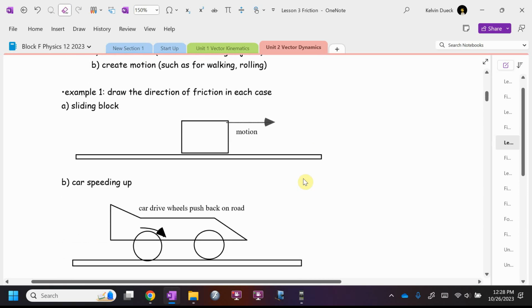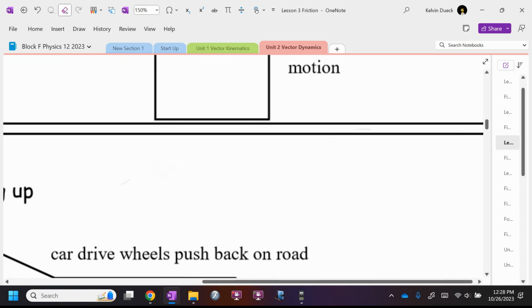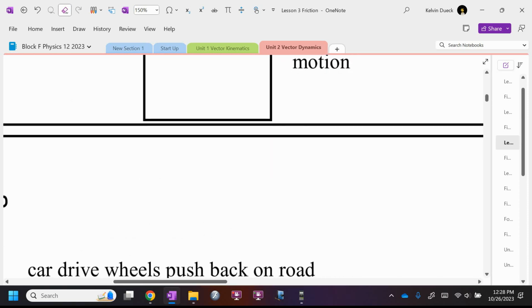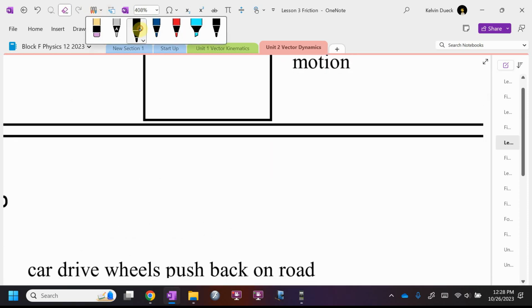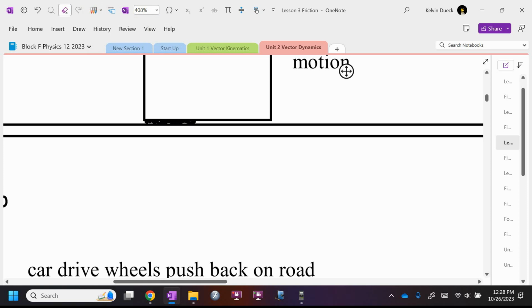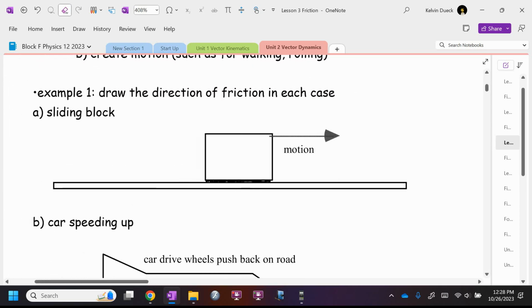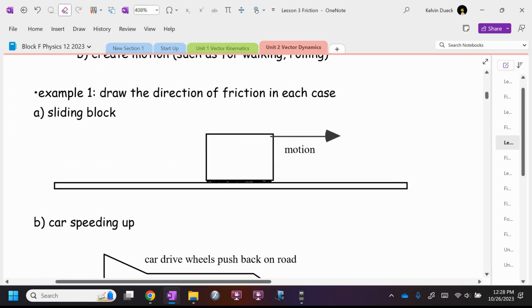Example 1 says, draw the direction of friction in each case. These notes were typed up by a friend of mine in Word 95 for Mac. We're now in 2023. The 1995 Word is a bit glitchy. It may look, when you zoom in, like this block is floating. It's not supposed to be floating. That's supposed to be sitting on the surface. So don't think, oh, it's on a cushion of air, like an air hockey table. It's not. Just a typo glitch.